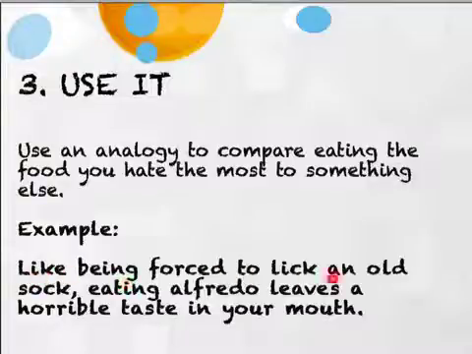Like being forced to lick an old sock, eating Alfredo leaves a horrible taste in your mouth. So, that's absolutely true, by the way. Alfredo is disgusting, and if anyone thinks otherwise, they're wrong. Because I'm the teacher, so I should know, right?